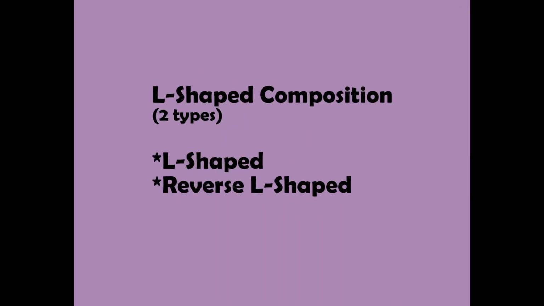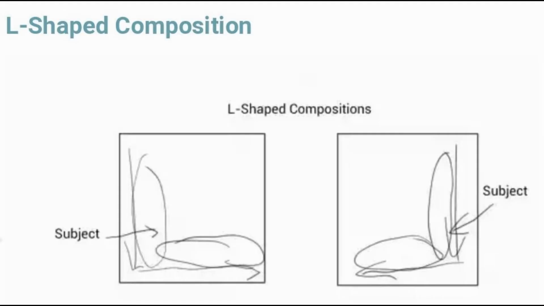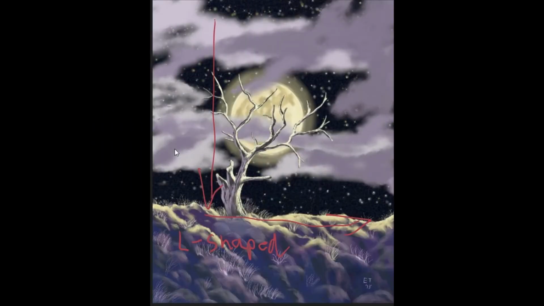The next one is the L-shaped composition, and there's two kinds of L-shaped compositions: the regular L shape, and a reverse L shape. What that means is that the subject and the things that are connected to it are in sort of an L shape. So here's an example. Here's an old tree, and you can see that the rocks that are next to it spread out, and it makes sort of an L shape.